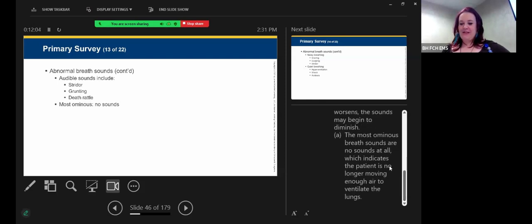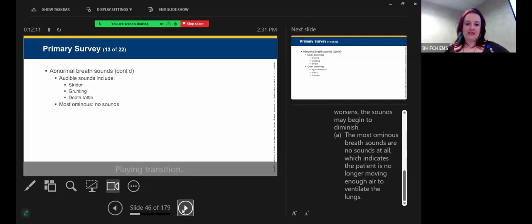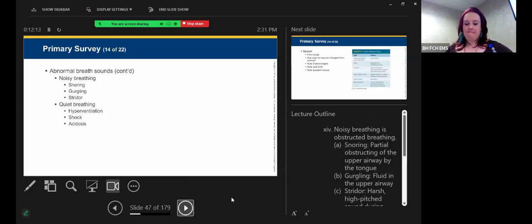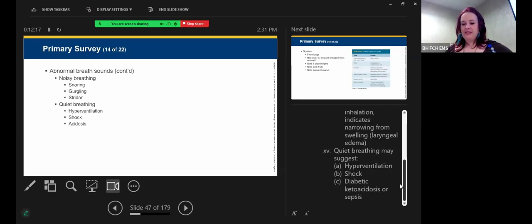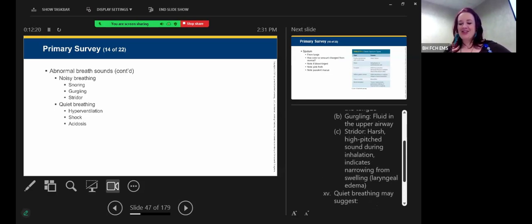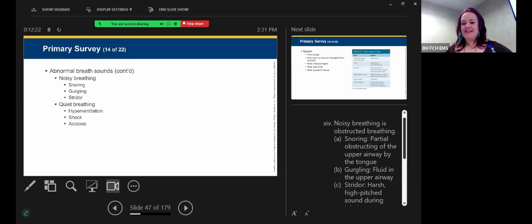The most ominous breath sounds are no sounds at all, which indicates the patient is no longer moving enough air to ventilate the lungs. So we like noisy breathing as opposed to no breathing, right? Shayna said it depends on who it is.